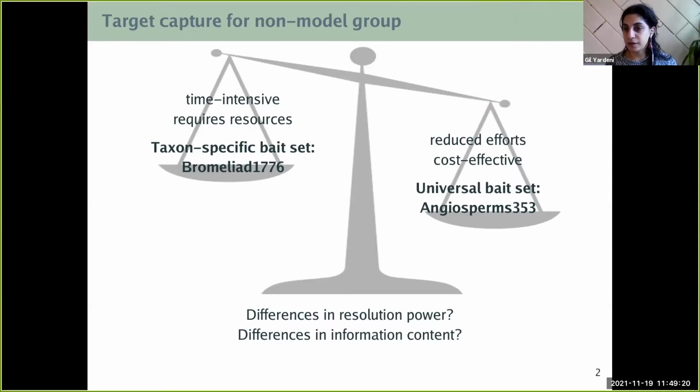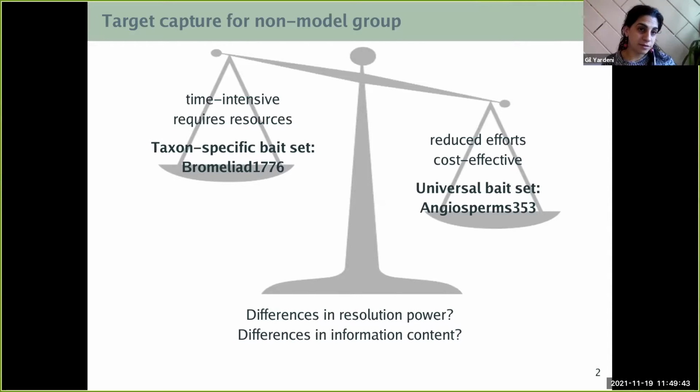in using target capture. It's a very popular method, and in target capture, small probes are used to hybridize to known DNA regions, and everything else in the DNA library is washed out. So after sequencing, what we have are the same genomic regions from all our individuals.